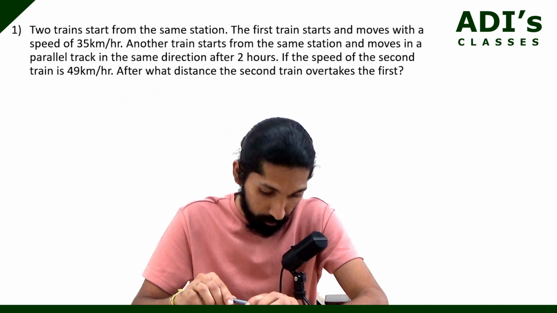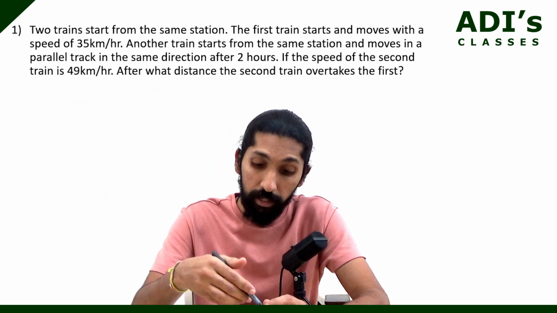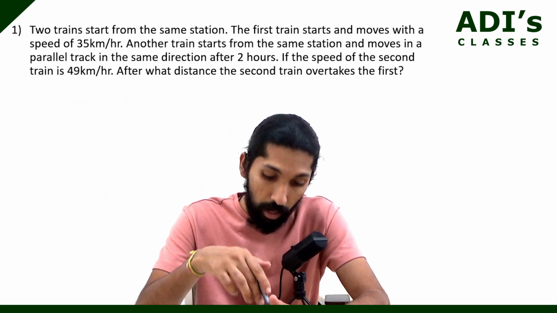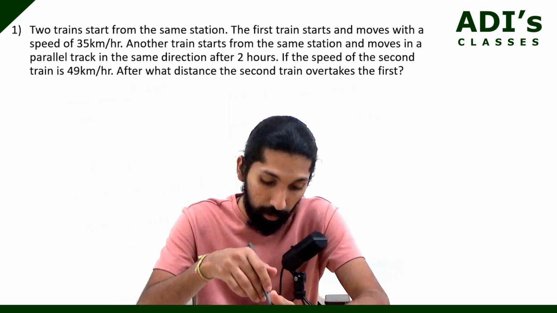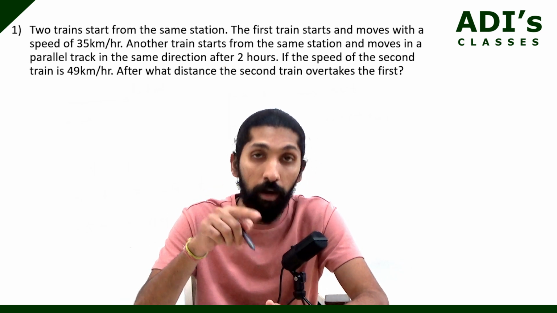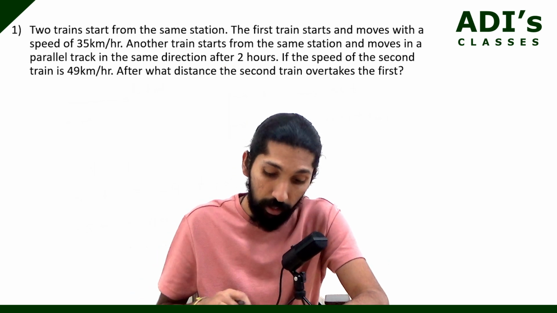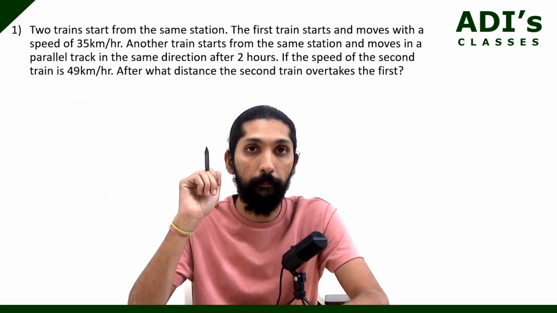Look at the example. Two trains start from the same station. The first train starts and moves with a speed of 35 km per hour. Another train starts from the same station, moves on a parallel track in the same direction after 2 hours. If the speed of the second train is 49, find at what distance the second train overtakes the first one.